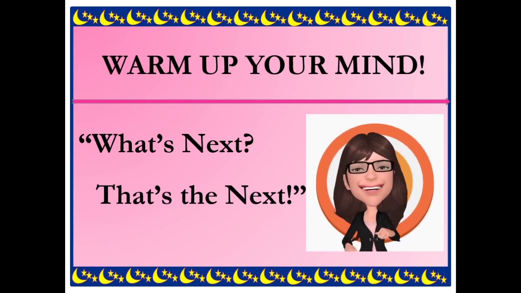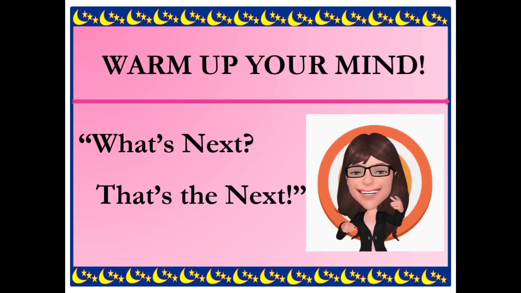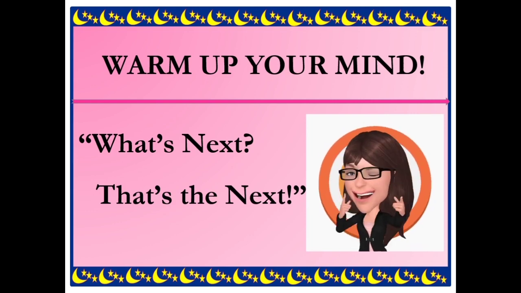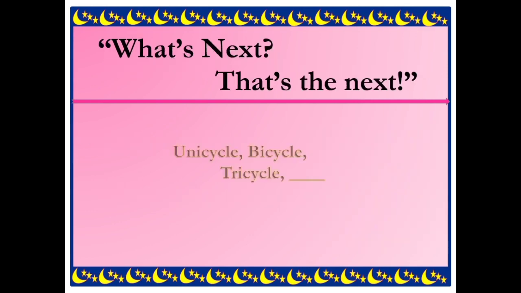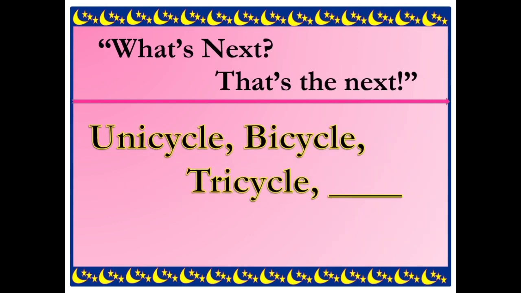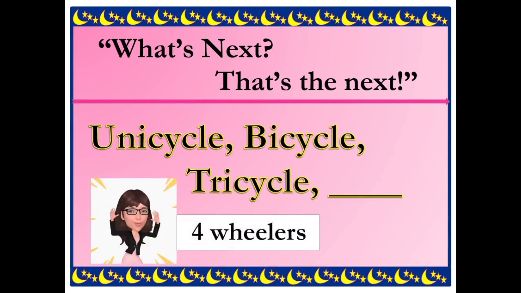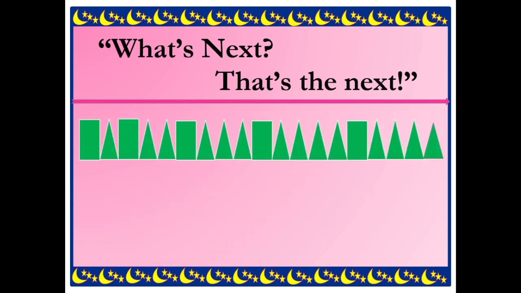You will be given a list, then try to discover a pattern for you to have an idea of what comes next. Here's the first one. Unicycle, bicycle, tricycle. What comes next? Yes, very good. Four-wheelers. Upon counting the number of wheels, four-wheelers must be the next. Let's have another one.